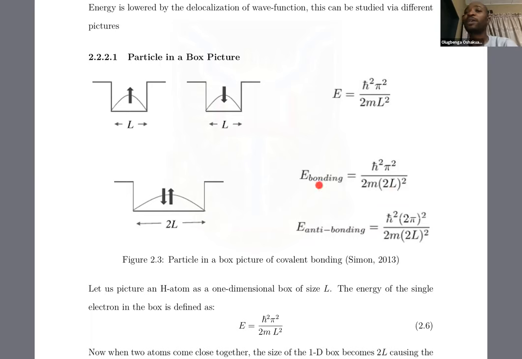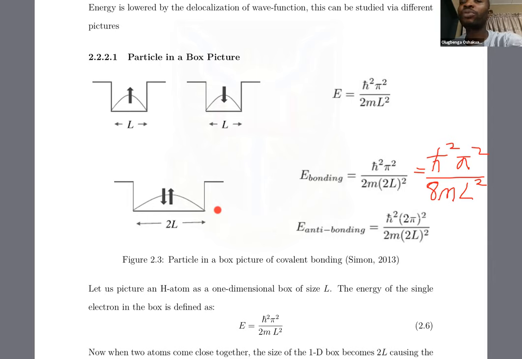And when we expand this expression, we should have something like h-bar squared pi squared over 8mL squared. And this shows that after bonding, the energy of the orbital is 4 times smaller than the initial energy of bonding. And this E bonding is called the bonding orbital.